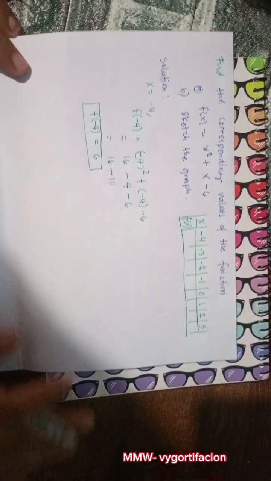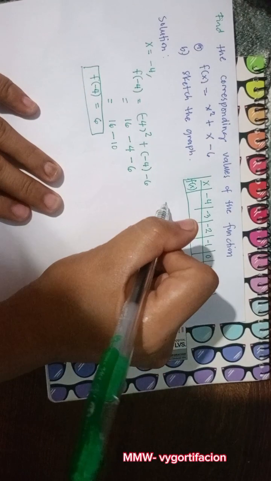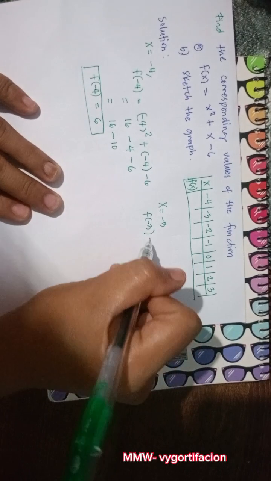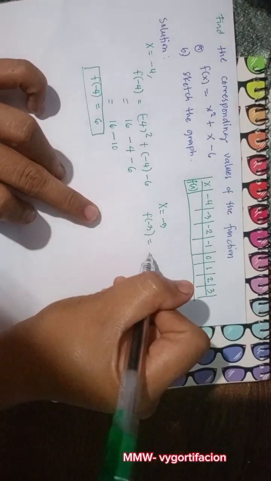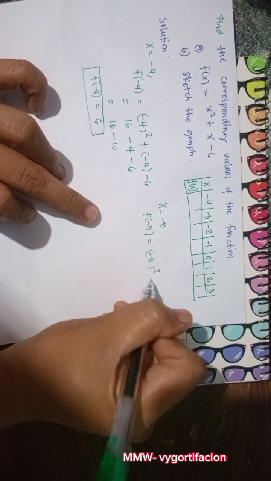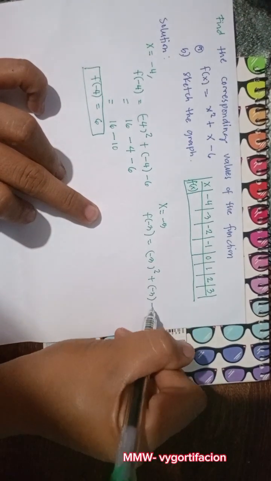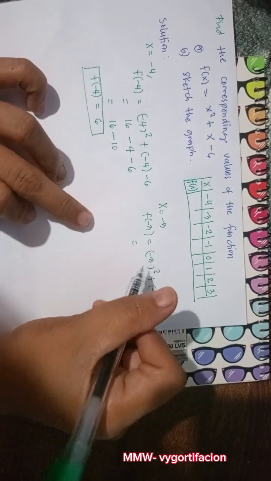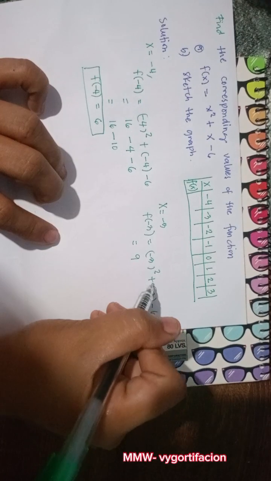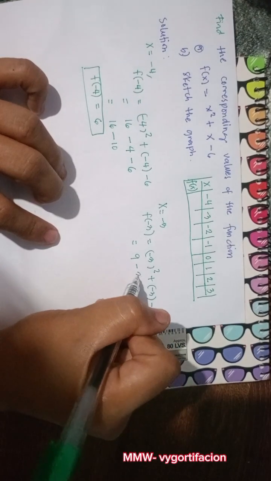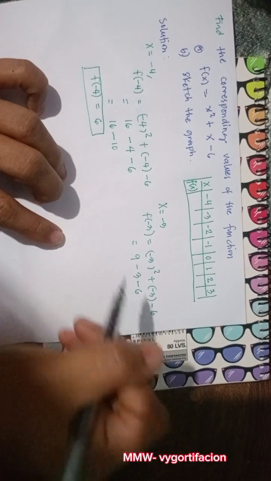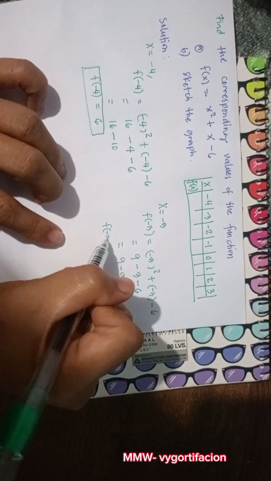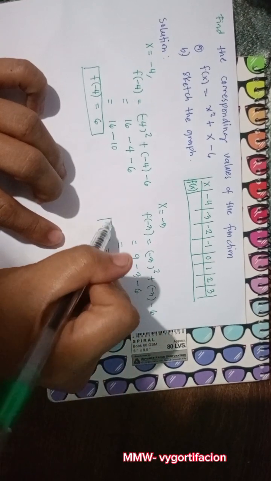Next, the value when x is equal to negative 3. So f of negative 3 will be equal to negative 3 squared plus negative 3 minus 6. This will be equal to 3 times 3, that will be 9. Positive times negative, this will be negative 3, then negative 6. So this will be equal to 9 minus 9. f of negative 3 will be equal to 0.